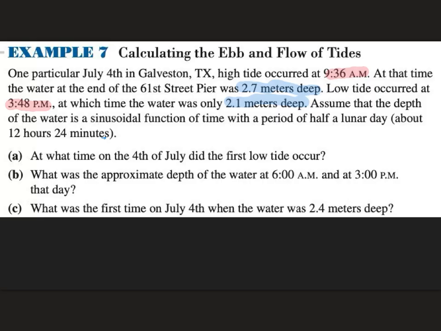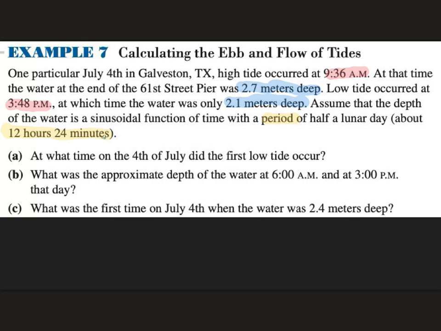Okay, assume that the depth of the water is a sinusoidal function with a period. So now we have a period here, a period of 12 hours, 24 minutes. The first thing we're going to do is some conversions with the time. We're going to figure out the amplitude. We're going to figure out the period. So we're going to do all of that now. Then we're going to set the window on the calculator, and we're going to use that to help us analyze the graph.